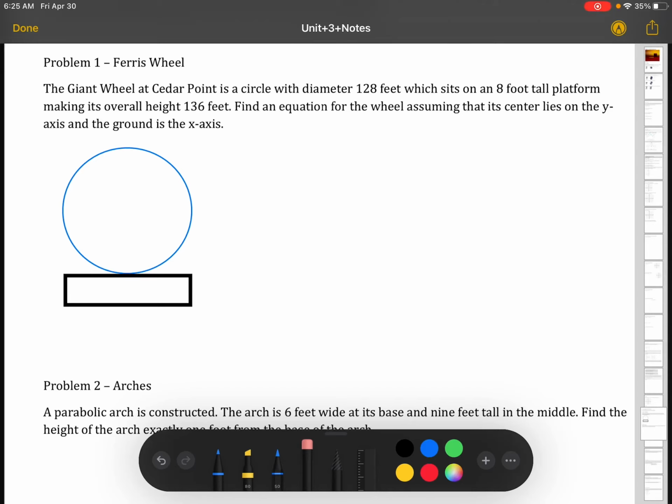Hey students, in this video we're going to cover applications of conic sections. So let's get started. For number one, we have a giant wheel at an amusement park.